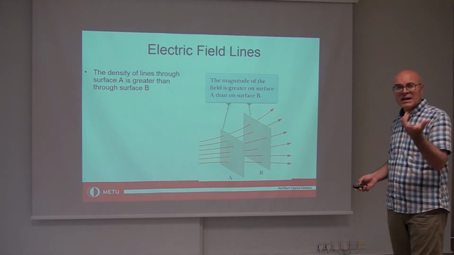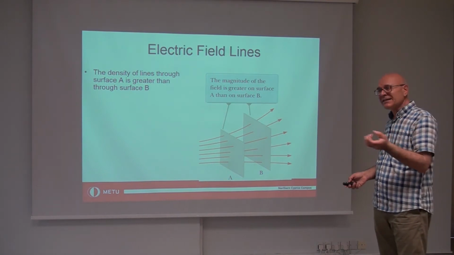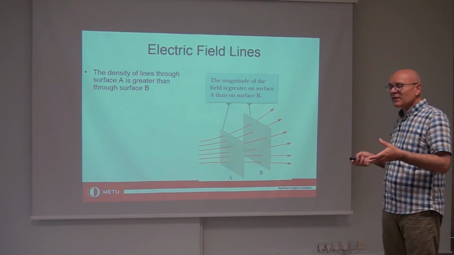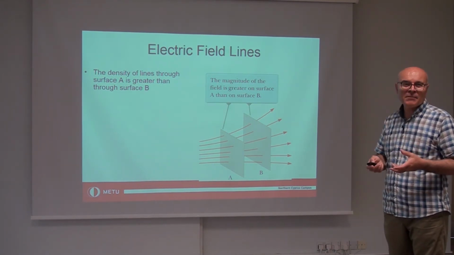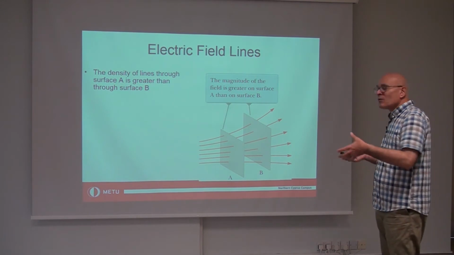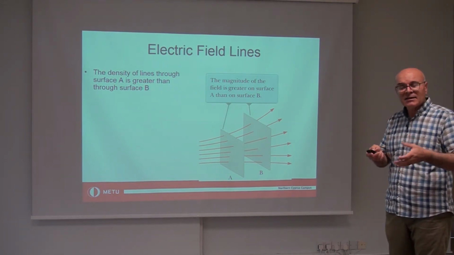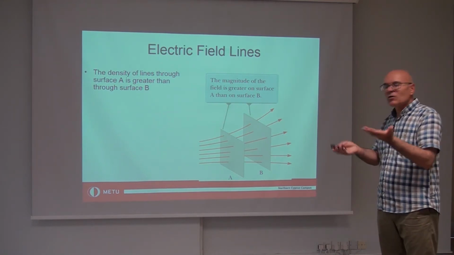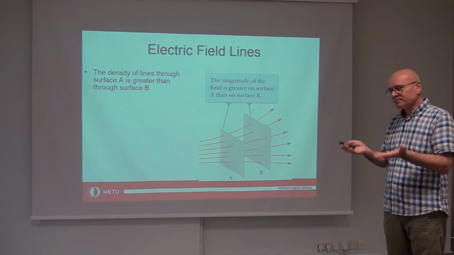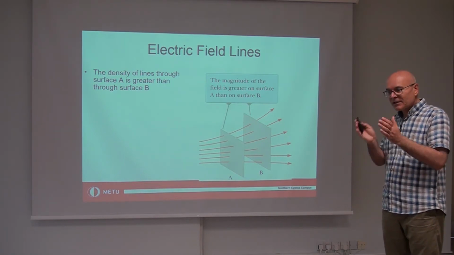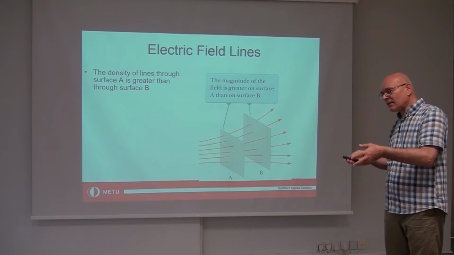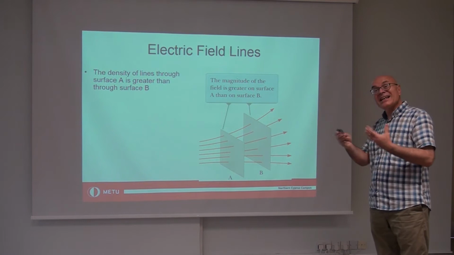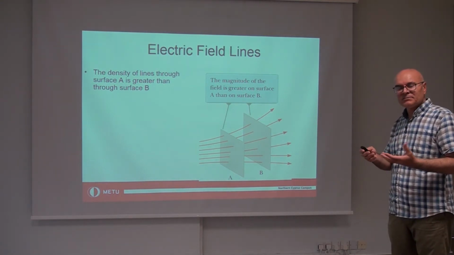Roughly, you can say it this way: the relative density of lines gives you an idea about the magnitude of the electric field. In other words, when the lines are more densely packed, the electric field is larger than when they are less densely packed. Of course, I'm talking about a relative thing here. There is no rule saying that if you have 10 lines, then this is the magnitude of the electric field. No, it is not that way. It just gives you an idea about the relative magnitude of the electric field.